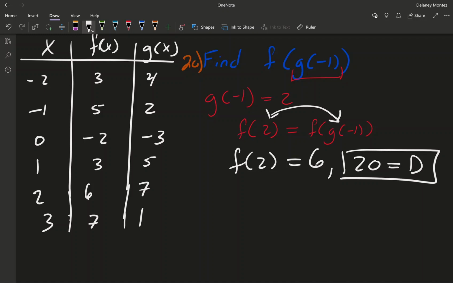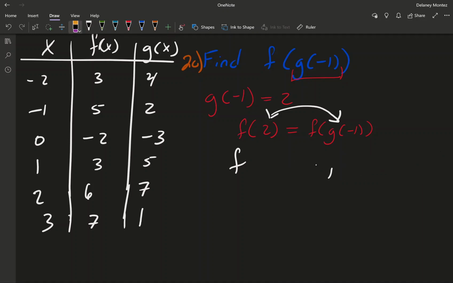G of negative 1 we know is 2. And we can say f of 2, f of 2 is 6. So we'll look for answer choices, and sure enough, we see 6 for D. So that's how we got that.